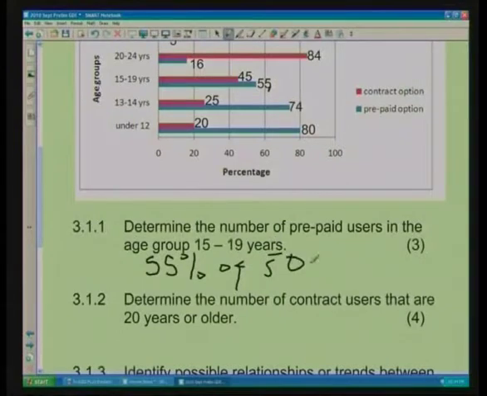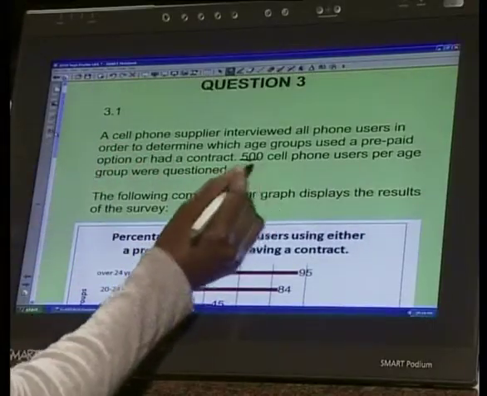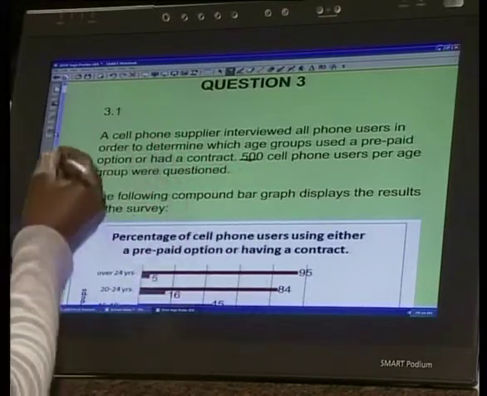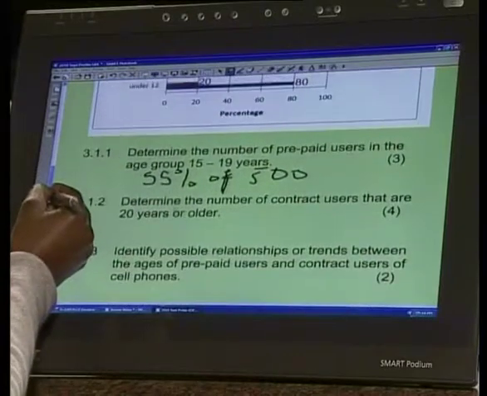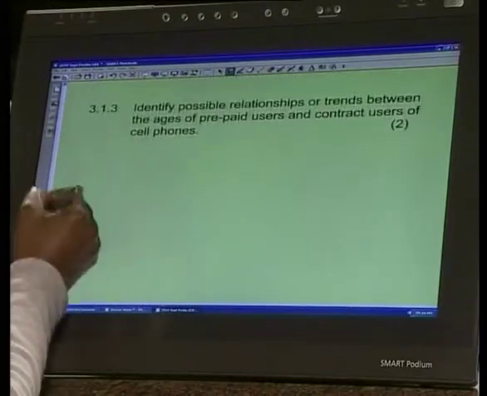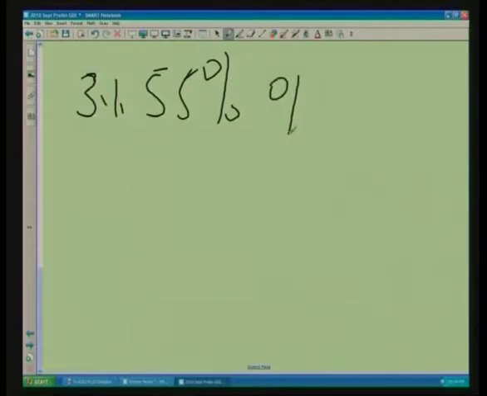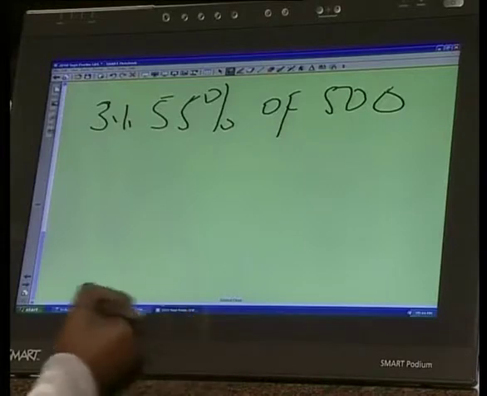of 500. Now, where did I get this 500? You got the 500 because they said each age group was given 500 people. So you use that 500. Let me write it here so that you can see it clearly. So you use that number, which is 55% of 500. Now, we already know 55%. Guys, this is mathematical literacy. Do not stress. You have got your calculator.